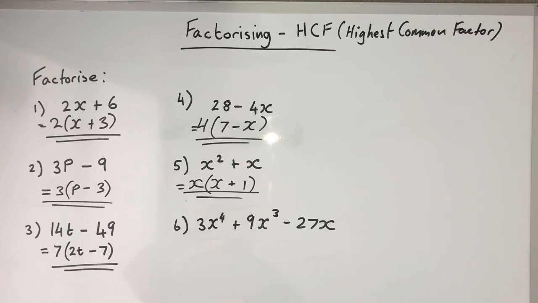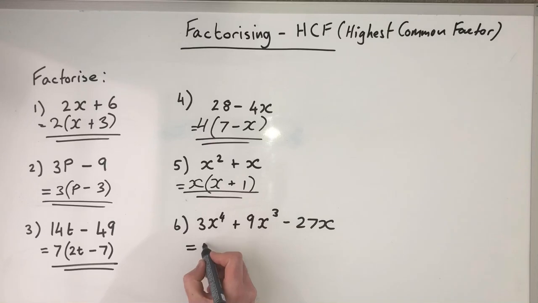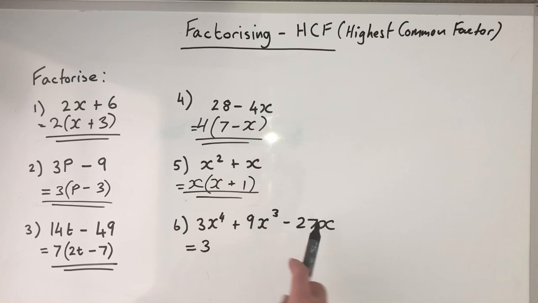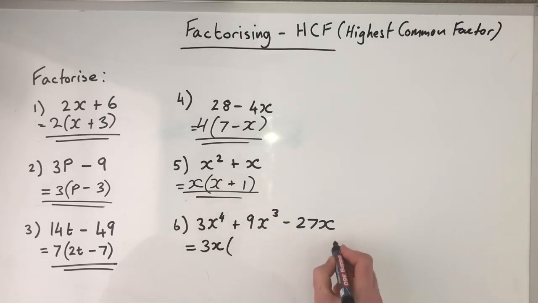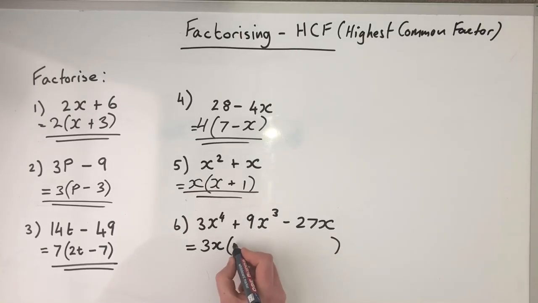Okay. And last one, slightly different again. We have 3 terms. It's fine, we could have as many terms as the question required. But this time we're going to look for a number and a variable as a common factor. So 3, 9 and 27. 3 is going to be our factor. And then x to the power 4, x cubed and x. X is going to be common to each one, okay? So 3x is our highest common factor.